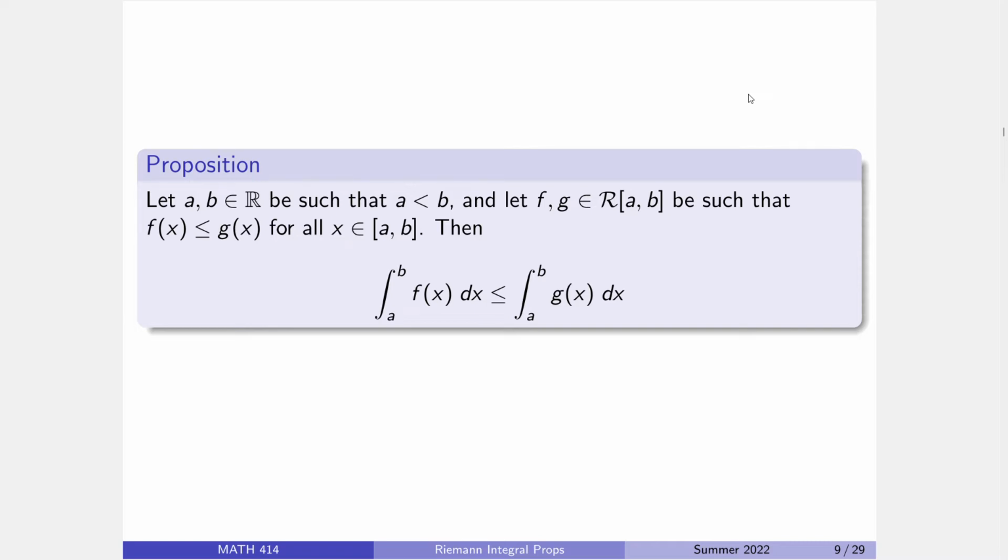So the first one is that if I have two functions and one's bigger than the other, then the integral behaves the way you think it should. So we've just proven that the Riemann integral is linear, and now this reveals the Riemann integral is monotonic. Because if I have a function less than another one, then the integral goes correspondingly.